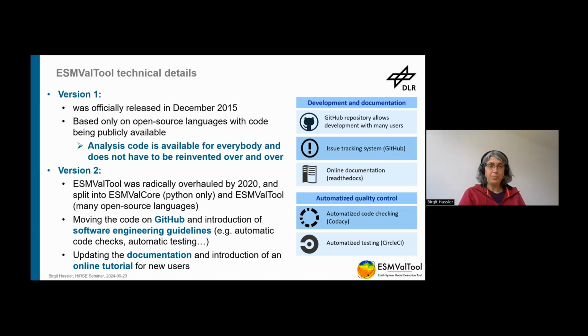So in version 2, from 2015, the tool was continuously developed, and we realized we have to radically overhaul it to adjust it to the new approaching challenges. The overhaul was finished in 2020, when we released version 2 of ESMVal tool. At that point, we split the whole package into ESMValCore, which is Python only, and ESMValTool, which still supports different open source languages. We moved the code to GitHub and introduced software engineering guidelines, and you can see some of them on the right side here.